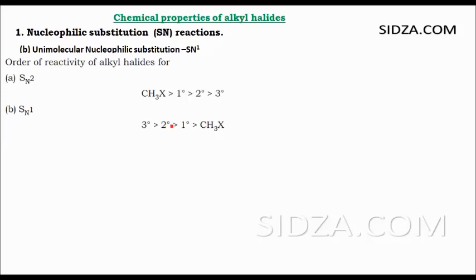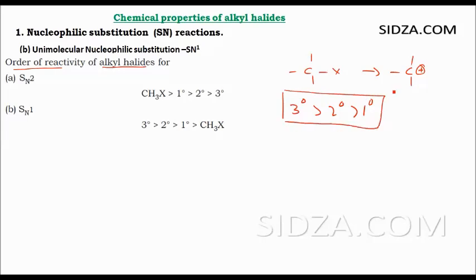Now looking at the reactivity order of the alkyl halides. As we discussed, the first step is the rate determining step, halogen is lost, so the intermediate is a carbocation. The stability of the different carbocations is that tertiary carbocation is more stable than secondary, than primary. This is the order of the stability of the carbocations.